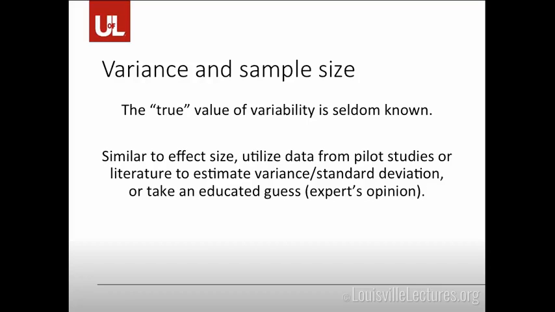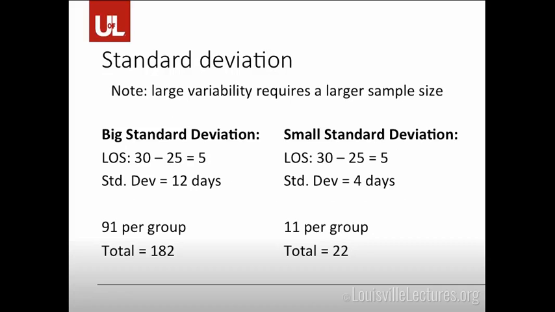So you would want to look at samples or pilot studies, do a literature search, or you could also get an expert's opinion. Again, a large variance requires a larger sample size. A small variance requires a smaller sample size. Looking at length of stay, if your standard deviation is 12 days, you're going to need almost 9 times as many people than if your standard deviation is 3 times less. So there's a potentially big difference in group size based on how variable it is.